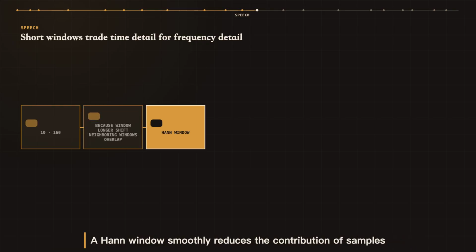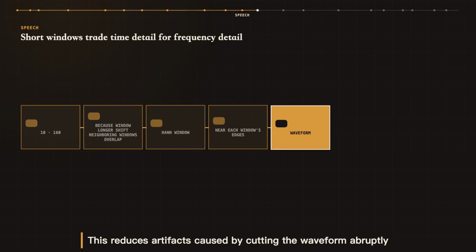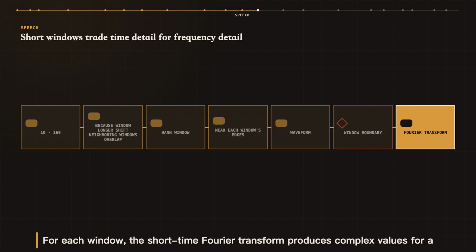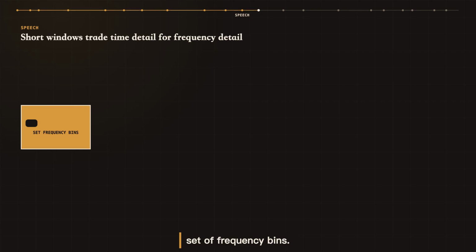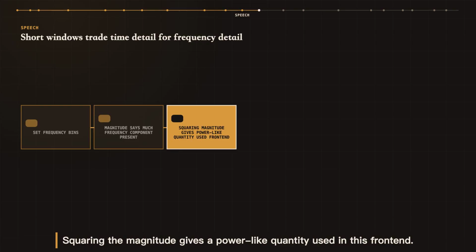A Hann window smoothly reduces the contribution of samples near each window's edges. This reduces artifacts caused by cutting the waveform abruptly at the window boundary. For each window, the short-time Fourier transform produces complex values for a set of frequency bins. The magnitude says how much of a frequency component is present. Squaring the magnitude gives a power-like quantity used in this front end.